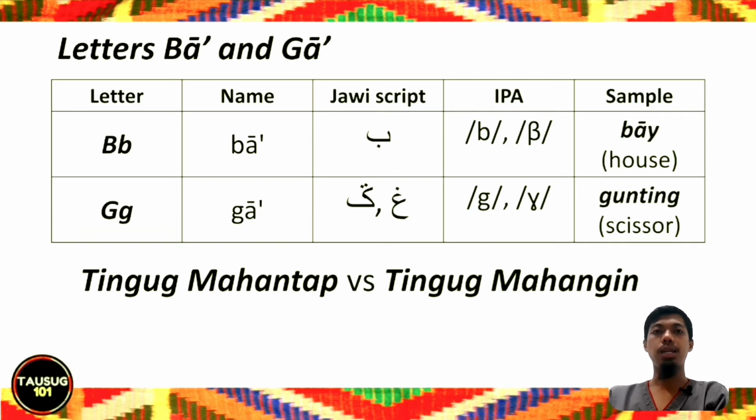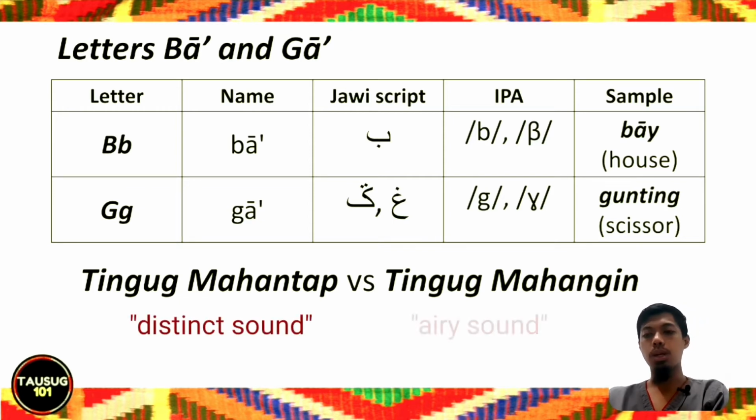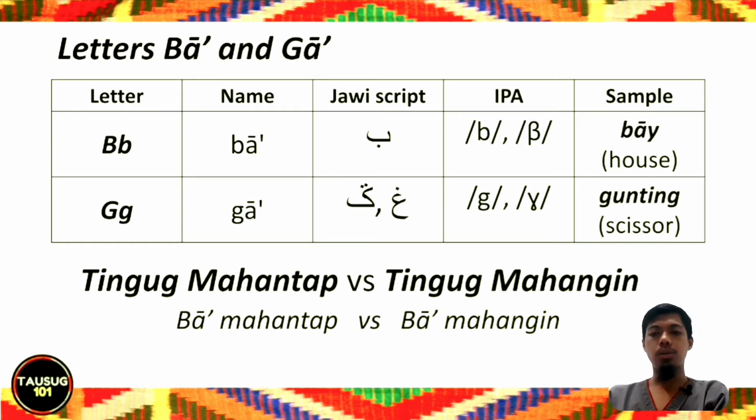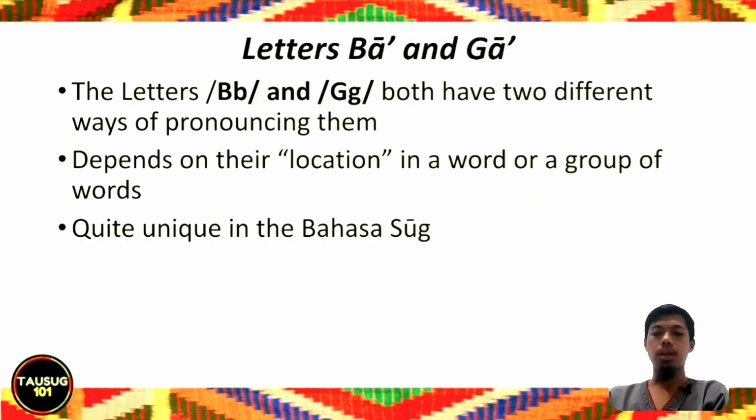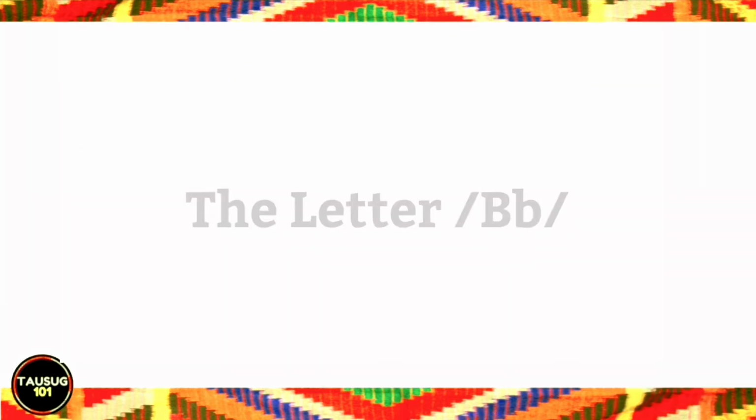So letters Bā and Gā have two different pronunciations. We will group them into two. The first, Tingug Mahantap versus the Tingug Mahangin. For Bā, it will be called Bā Mahantap and Bā Mahangin. And for letter Gā, it's Gā Mahantap and Gā Kahak. So letters Bā and Gā both have two different ways of pronouncing the letters. It depends on their location in a word or a group of words in a sentence. This is quite unique in Bahasa Sūg because I haven't found any language yet that uses these rules.